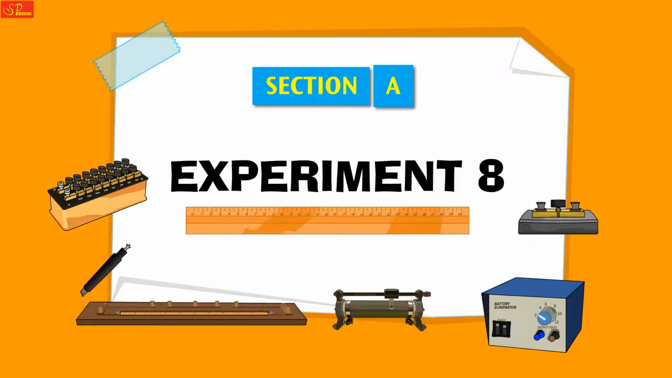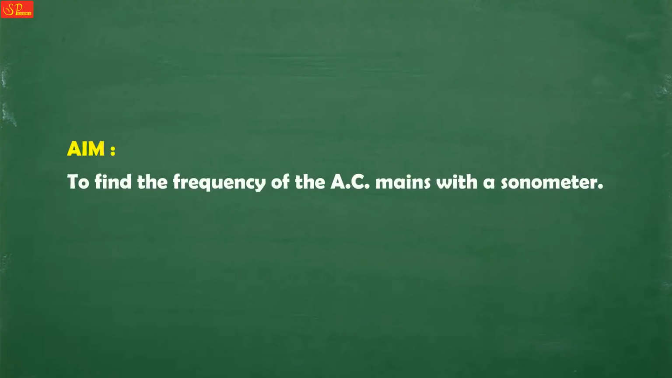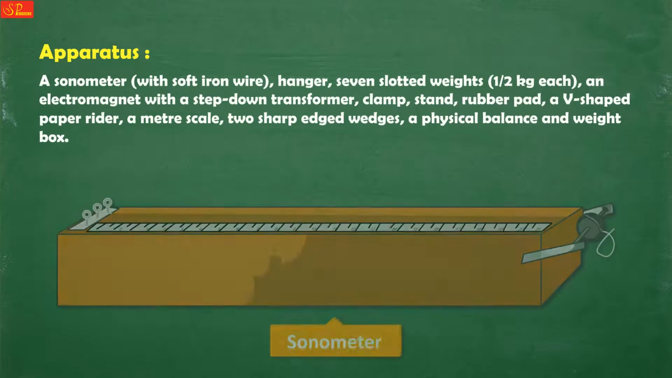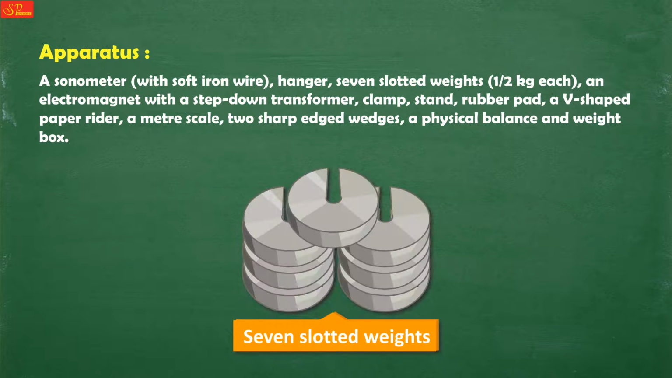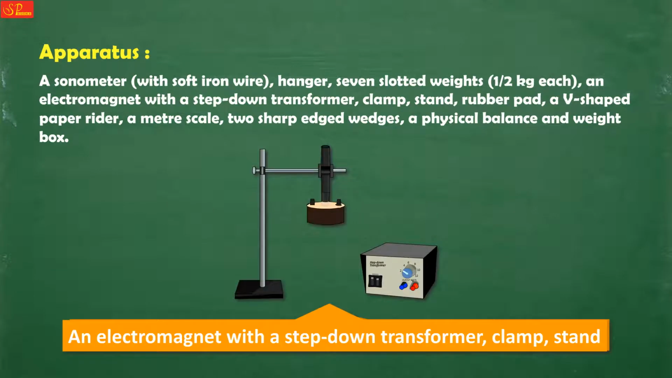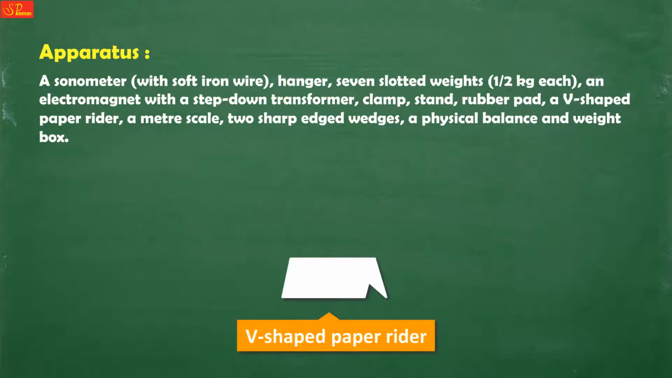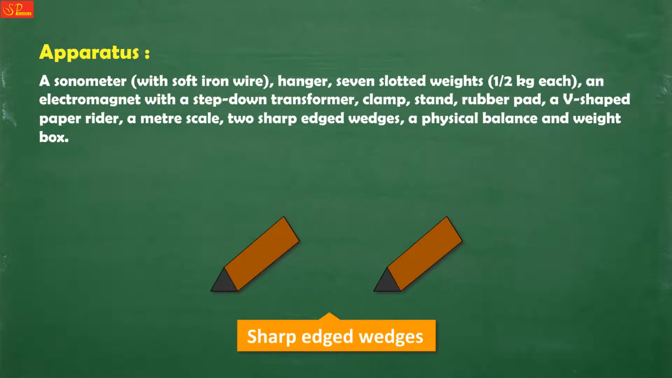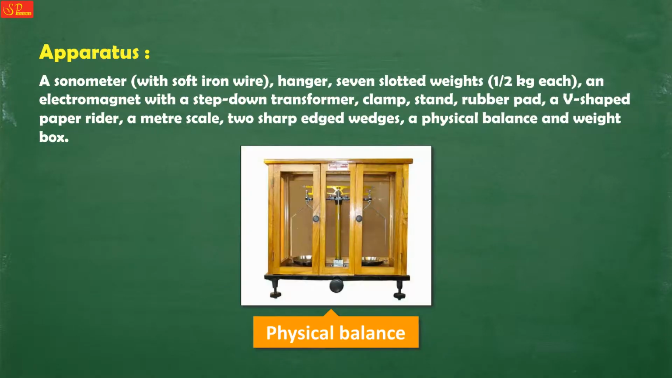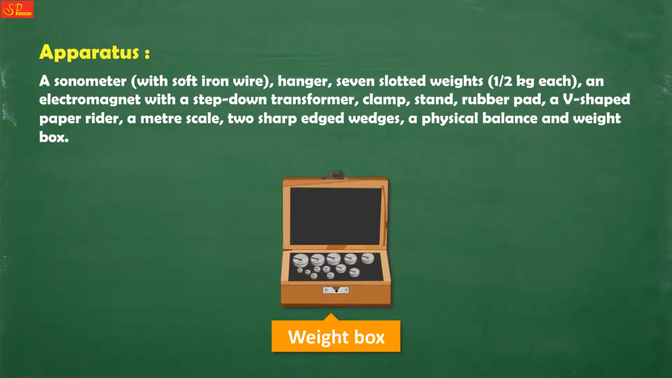Chapter 8. Experiment. Aim: to find the frequency of the AC mains with sonometer apparatus. Apparatus: a sonometer with soft iron wire, hanger, 7 slotted weights of half kg each, an electromagnet with a step down transformer, clamp, stand, rubber pad, a V-shaped paper rider, a meter scale, 2 sharp-edged wedges, a physical balance and weight box.